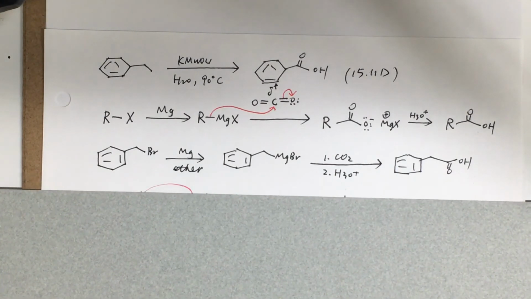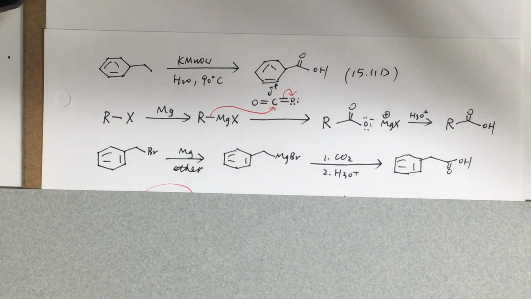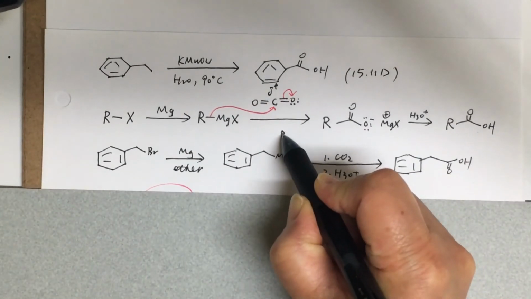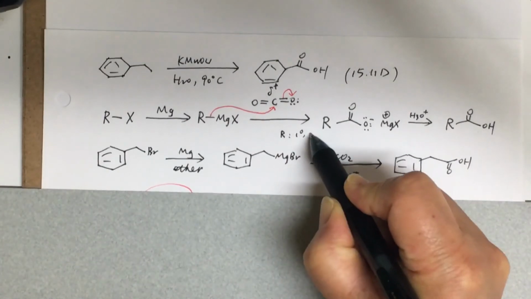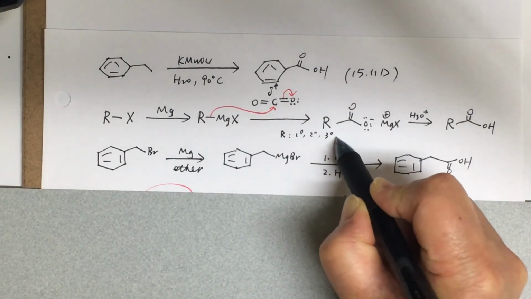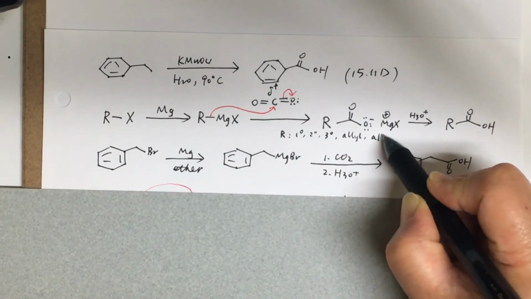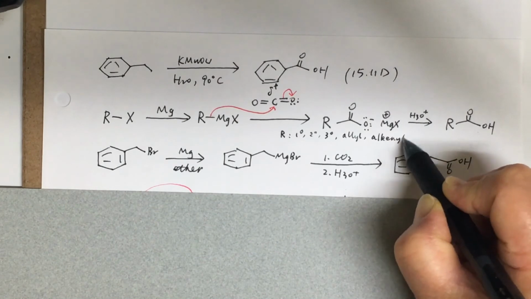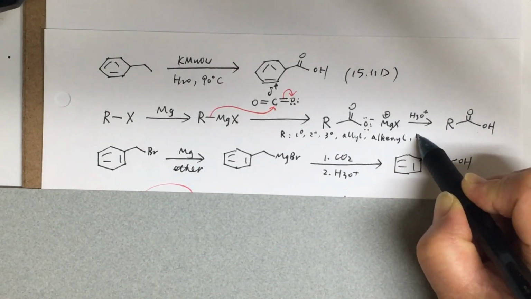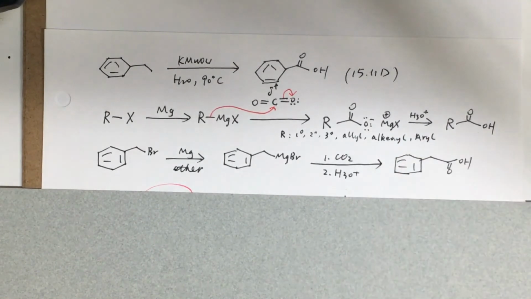This reaction has relatively high scope in terms of what R groups could be. So R could be primary, secondary, tertiary, allyl, alkenyl, or aryl or aromatic group, as long as your other functional group is compatible with Grignard, and you could essentially make the corresponding carboxylic acid.